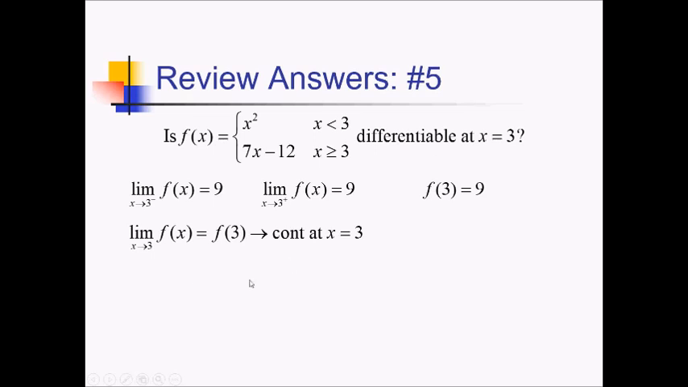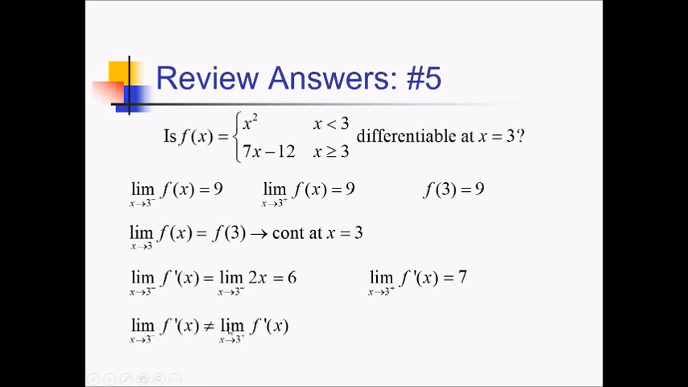Next, we have to find the left and right side limit of f prime for this function. So left side limit of f prime, we're basically taking the derivative of this first rule and plugging 3 into it. That's the limit as x approaches 3 of 2x, and that's just going to be 2 times 3, which is 6. Next, we need the right side limit at x equals 3. Now we're taking the derivative of the second rule, which is just 7 no matter what you plug into it. Well, 6 and 7 are not the same. Since the left and right side limits of f prime do not match up, we can conclude that our function is not differentiable at x equals 3.